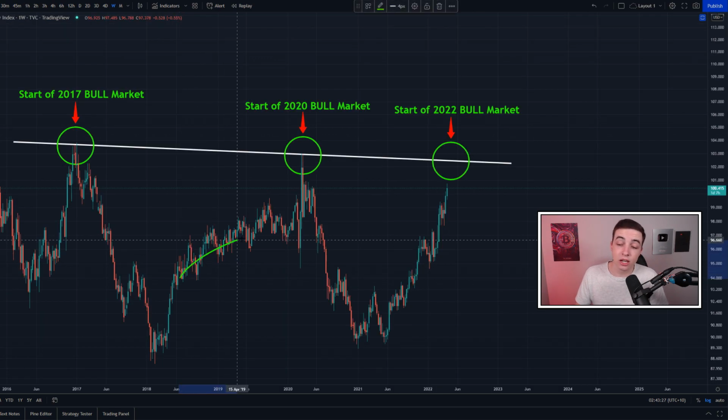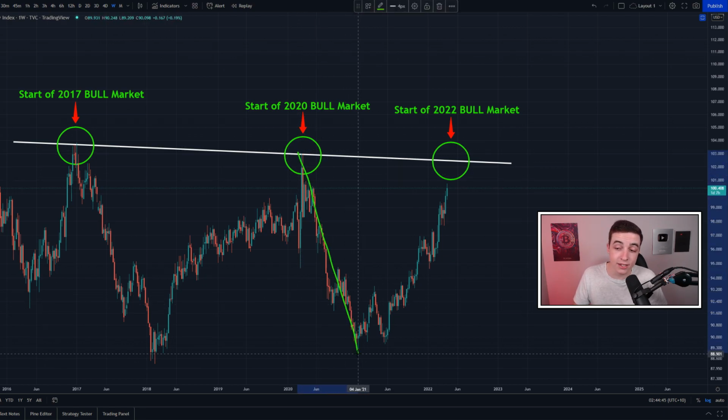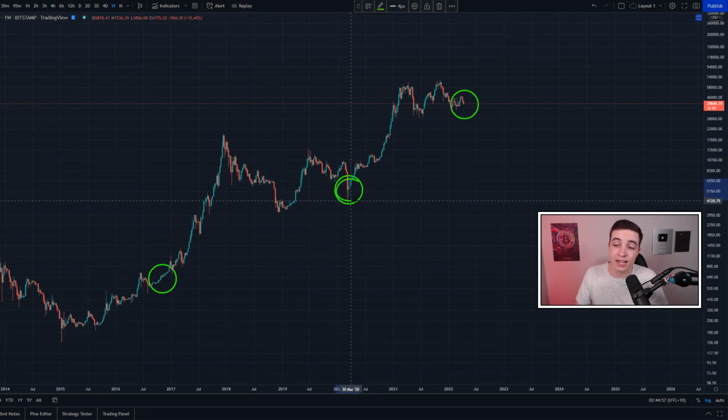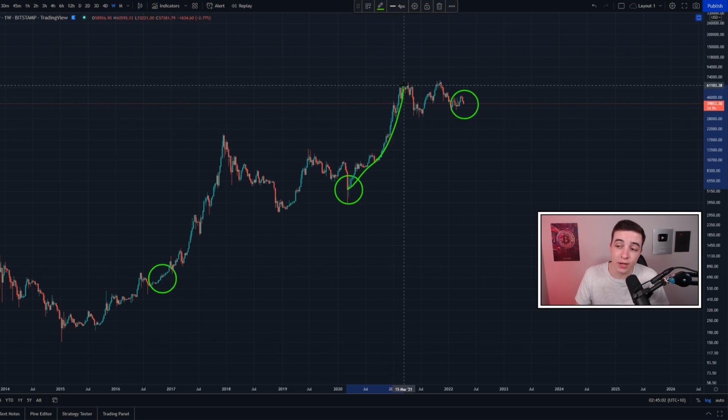But then as the US dollar currency index made its way back up above 100, and more specifically as the US dollar currency index approached 103, we saw a major rejection from that line of resistance back to the downside, very similar to 2017. And if you're looking at the Bitcoin price during that same time period, that basically marks the beginning of the 2020 and 2021 bull market.